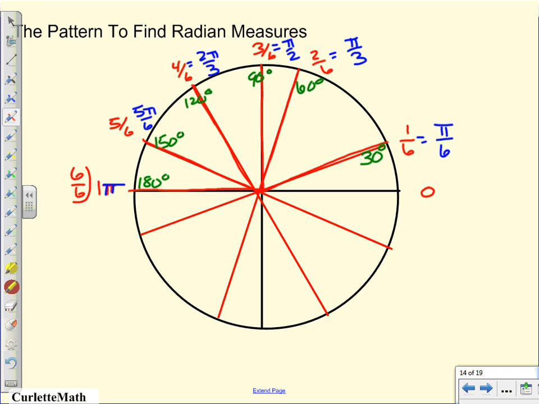Now we could continue this pattern going the rest of the way around. We're at 6 over 6 here, so this would be 7 over 6, 8 over 6, 9 over 6, 10 over 6, 11 over 6, and 12 over 6.